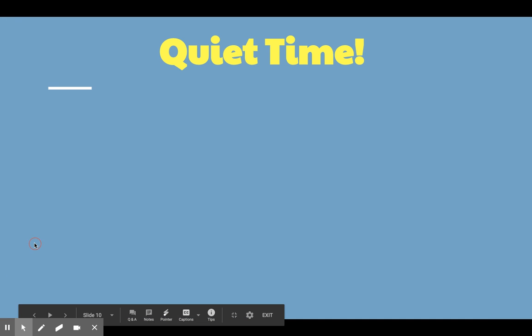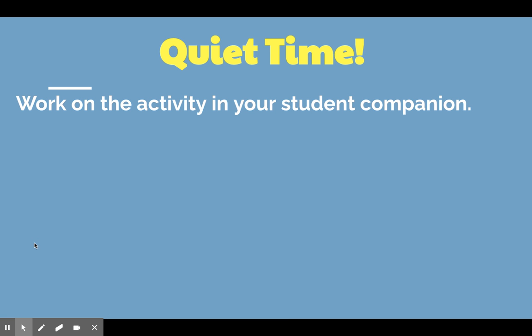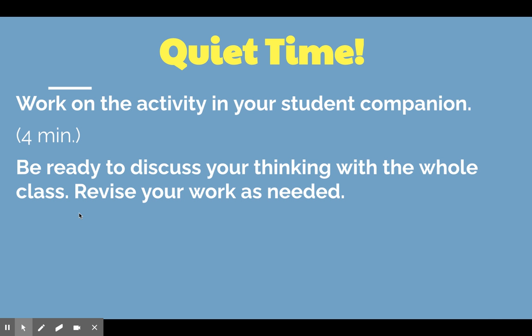So let's take some quiet time once again to continue to finish and edit this activity in your student companion. You'll have about 4 minutes, and we want to make sure that you're ready to discuss your thinking with the whole class and revise your work as needed. So again, we'll stop here so that you can continue to work on the assignment, and we'll pick back up and share our reasoning with the class.